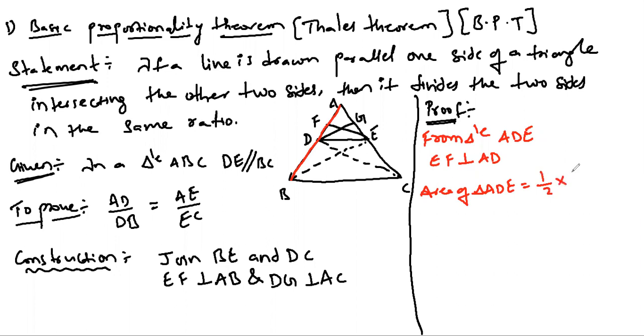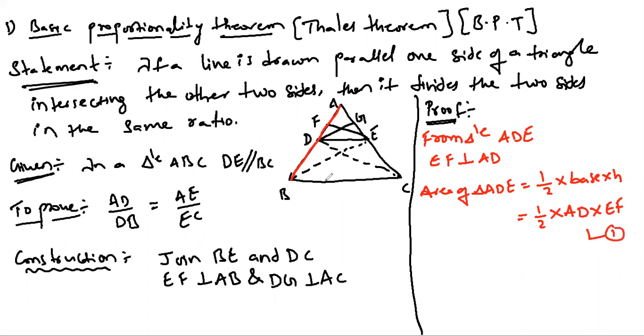Half into base into height is equal to half into, what is the base? Whatever the perpendicular and line is touching, that is called the base. In this, what is the base? AD is the base. But here we wrote AB, right? But here we are taking triangle ADE only. We are not taking ABC. So whatever we are taking, you have to write. That means AD, and height is always the perpendicular line EF. This you write as the first equation.